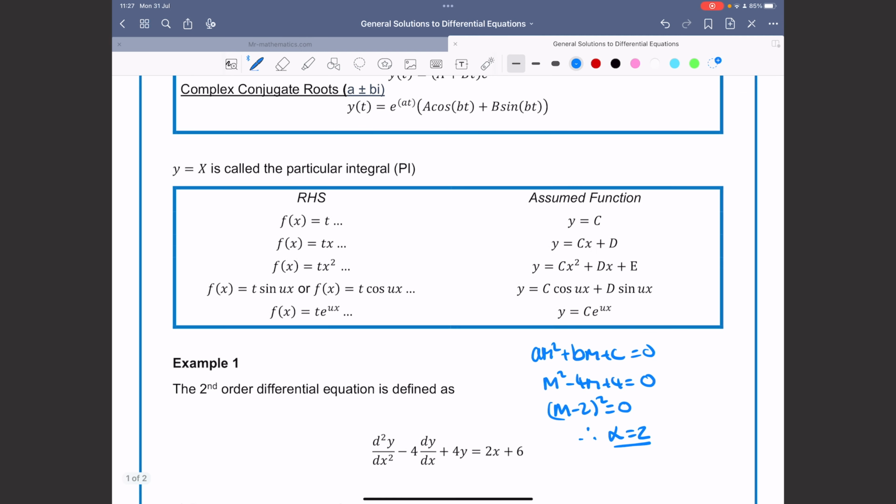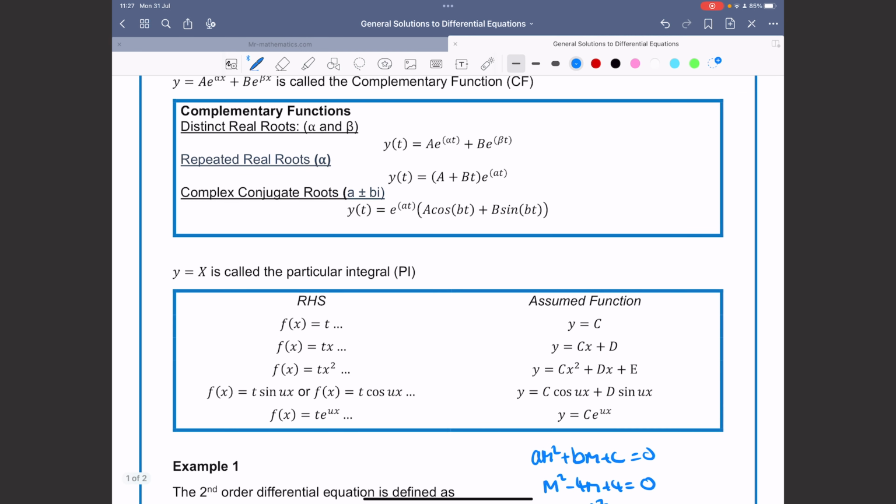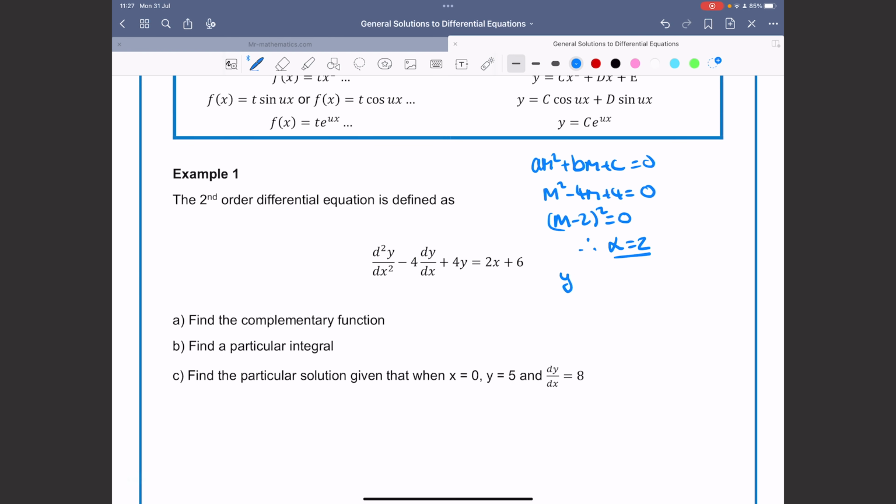So now we can look at our complementary functions, and because we've got one repeated real root, we're going to use this form. So we'll say y is equal to a plus b multiplied by x times e to the 2x. So this is our complementary function.